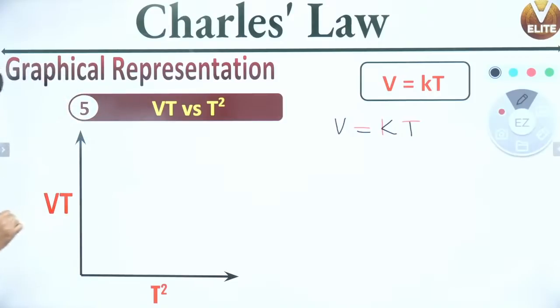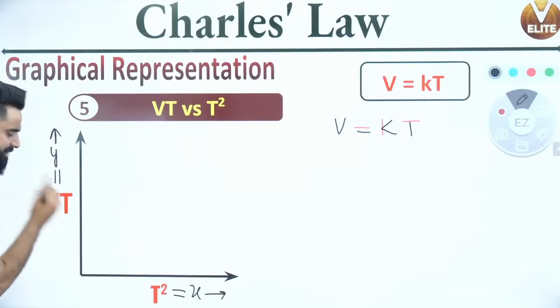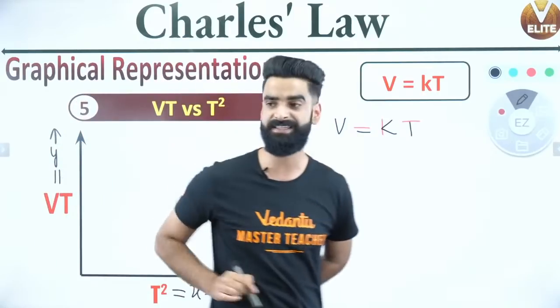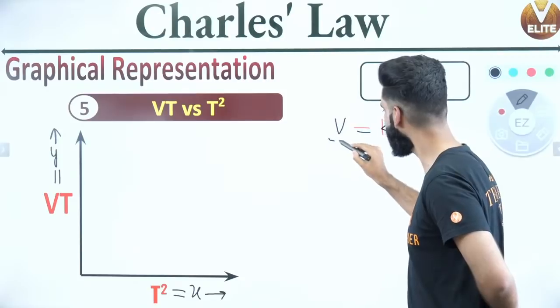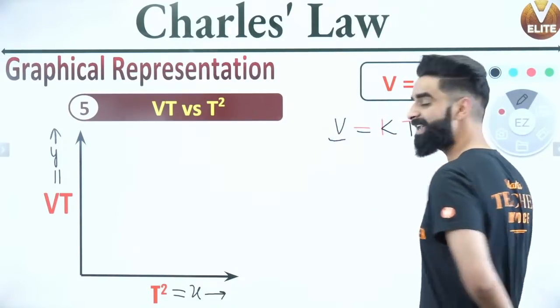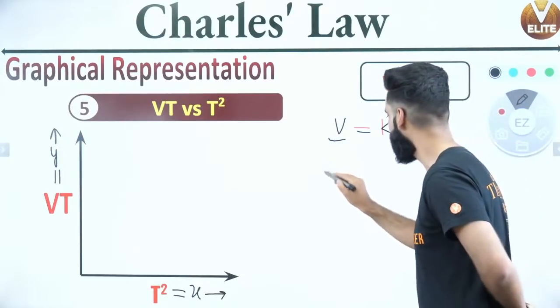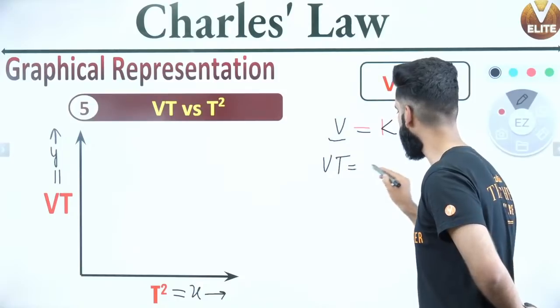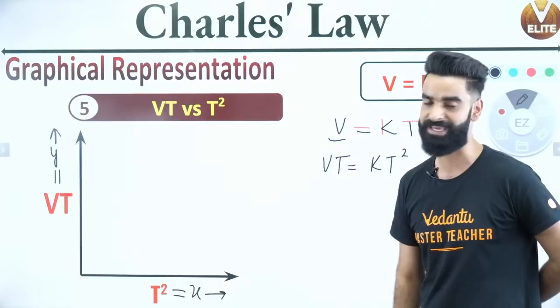But people, have a look. Along y-axis, I'm taking Vt, and along x-axis, I'm taking t square. But over here in this equation, I have got just V. So what am I supposed to do? I'm supposed to multiply this equation throughout by t. So this is going to be Vt is equal to kt square, right?